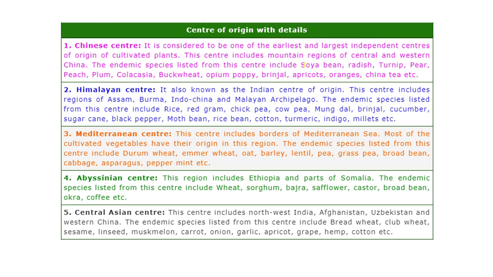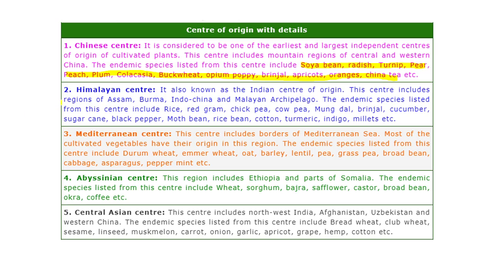We can see the plants originated there: soybean, radish, turnip, pear, peach, plum, colocasia, buckwheat, opium poppy, brinjal, apricots, orange, and China tea originate in the Chinese center of origin.